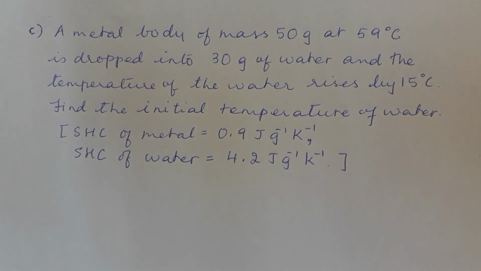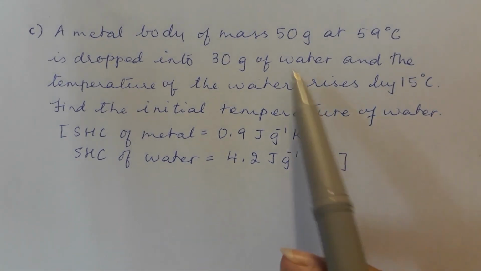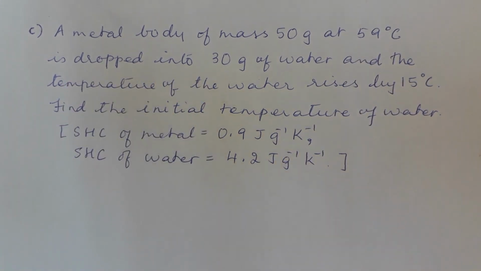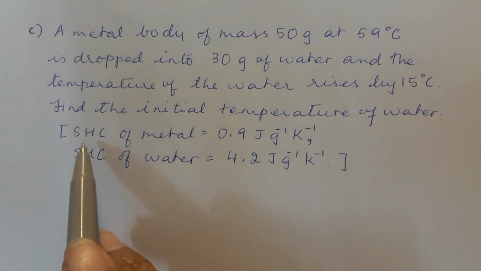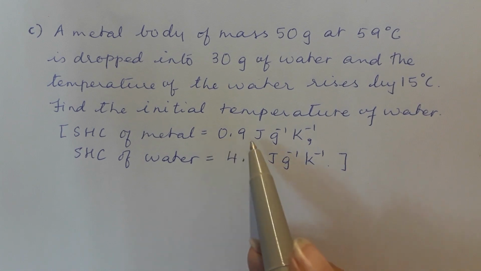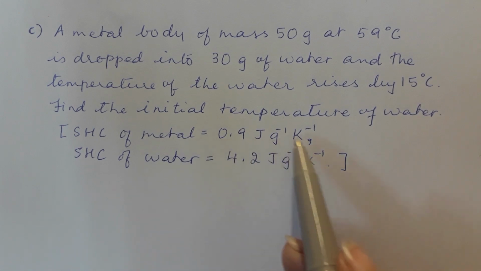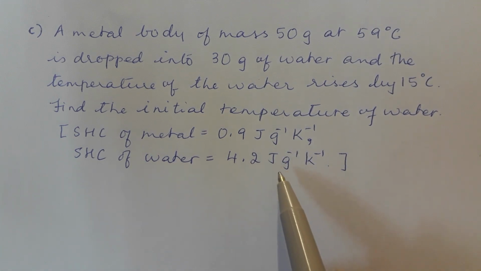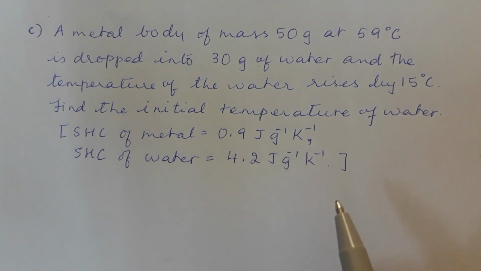The next question. A metal body of mass 50 gram at 59 degrees C is dropped into 30 grams of water, and the temperature of the water rises by 15 degrees C. Find the initial temperature of water, provided the specific heat capacity of metal equals 0.9 joule per gram per Kelvin, and of water equal to 4.2 joule per gram per Kelvin.